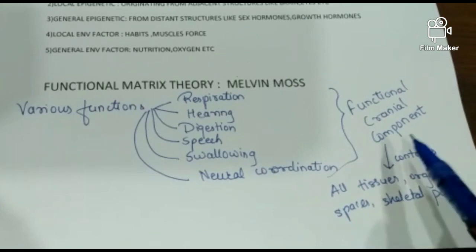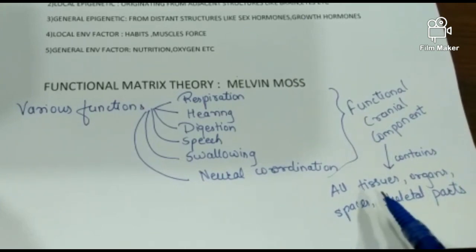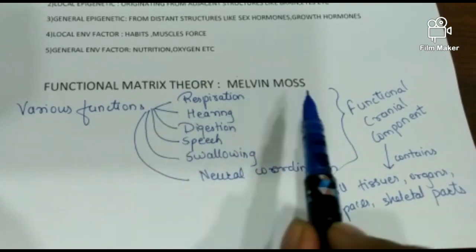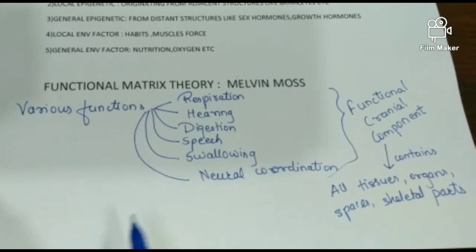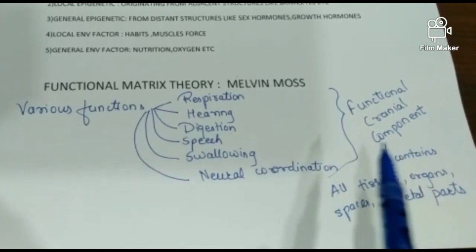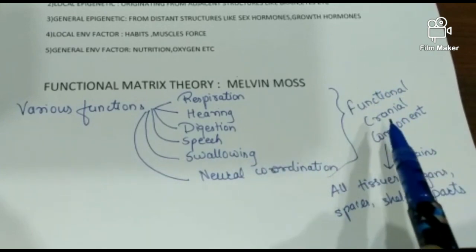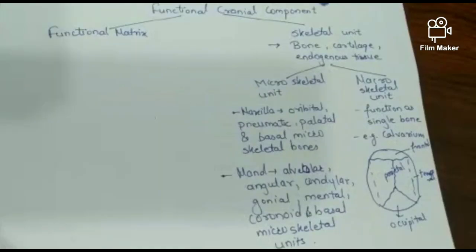Now, what does it contain? It contains all the tissues, organs, spaces, and skeletal parts necessary to carry out any of these functions. That is, everything that is needed to carry out a function is included in the functional cranial component. Now, the functional cranial component is divided into functional matrix and skeletal unit. First, we will learn about the skeletal unit.